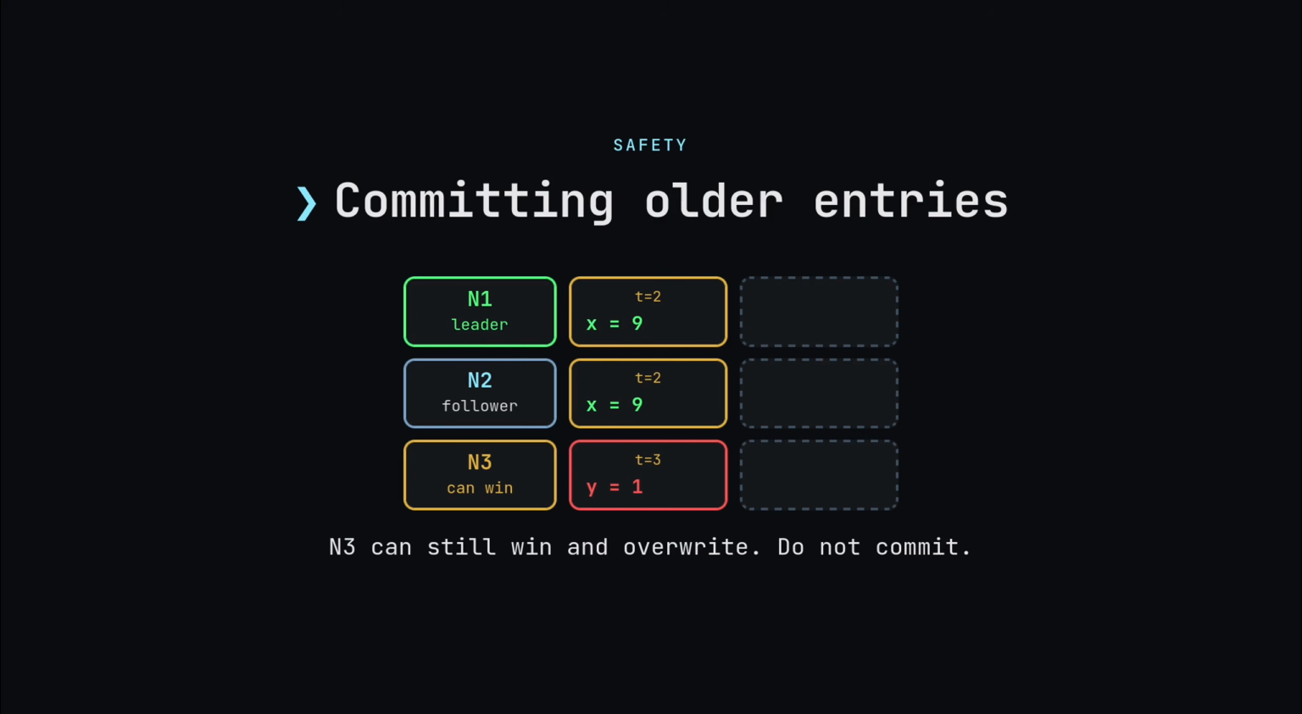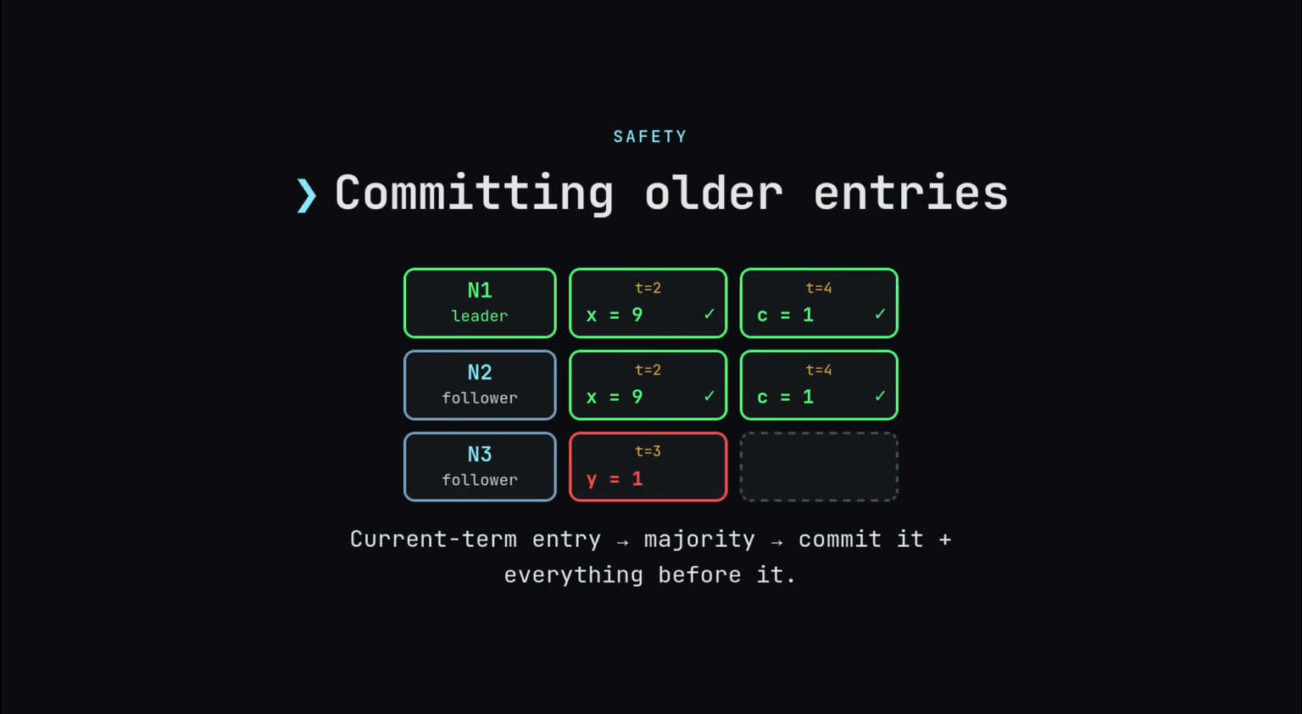That is why a majority of copies is not enough for an older entry, only for the current entry. N1 cannot safely commit that older entry until it replicates a new term 4 entry, c equals 1, let's say, onto a majority. That entry is from N1's current term, so it can be committed directly. Once it commits, all earlier entries in the same log, including x equals 9, become committed as well. N3 can no longer win because its log now ends in term 3.